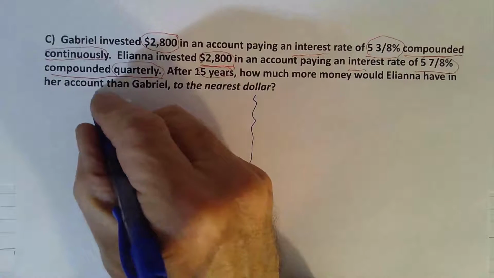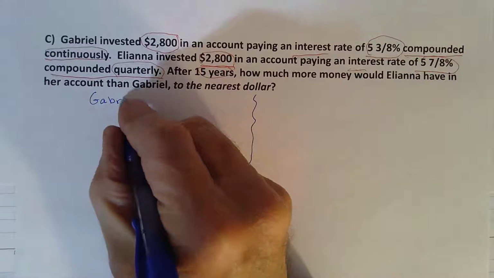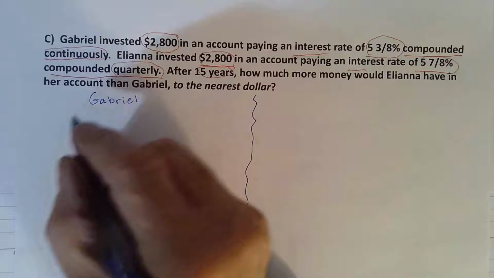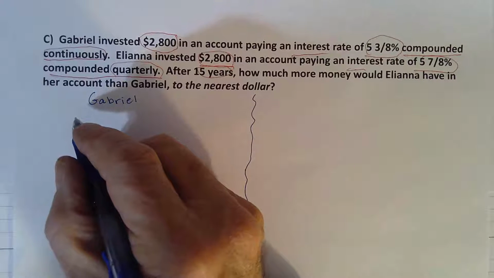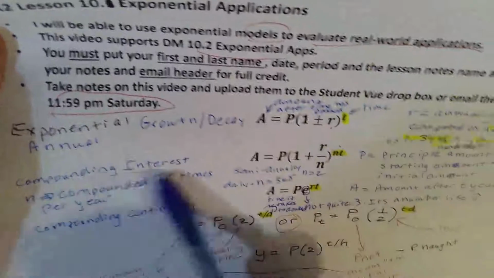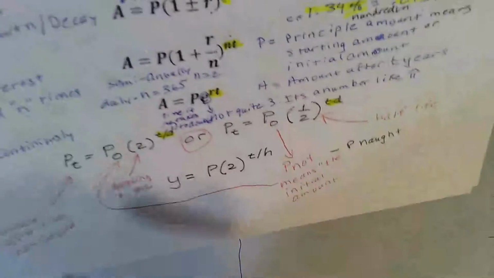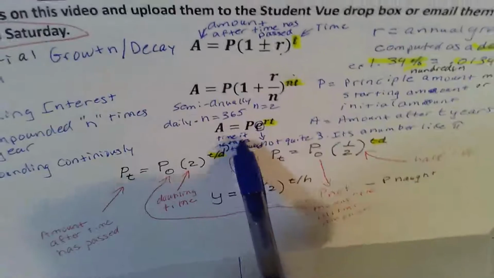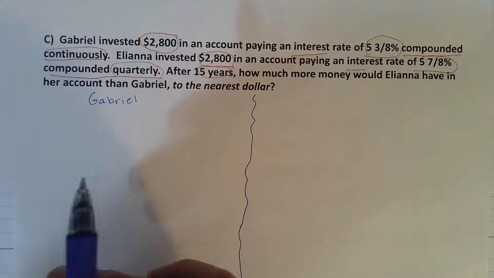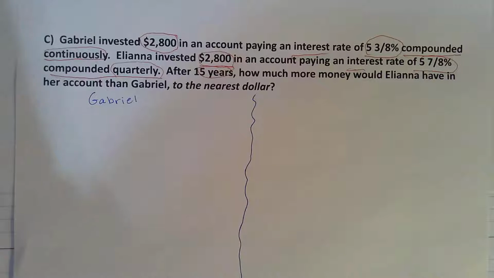So we're going to just kind of divide this thing down the middle here. And we'll put Gabriel over here. And he has a continuously compounding formula. So that one, if you'll remember going back again to our compounding interest, if we're compounding continuously, we're going to use the PERT formula, okay? The PERT formula is A equals P times E to the rate times time power, okay?